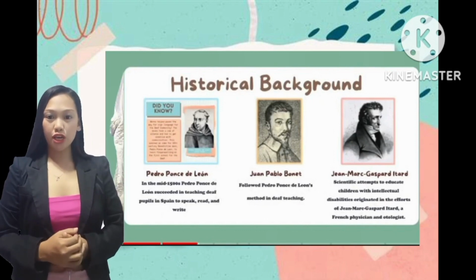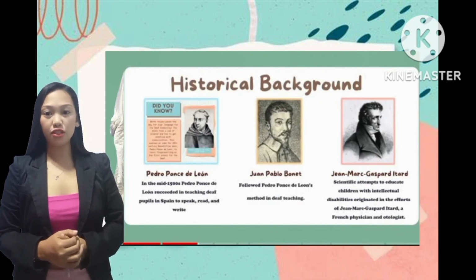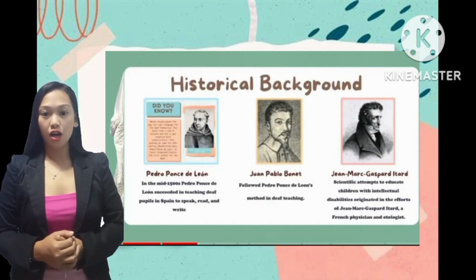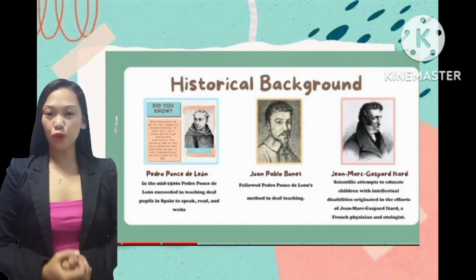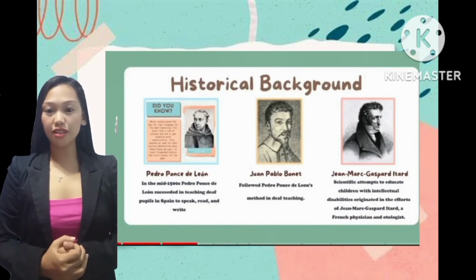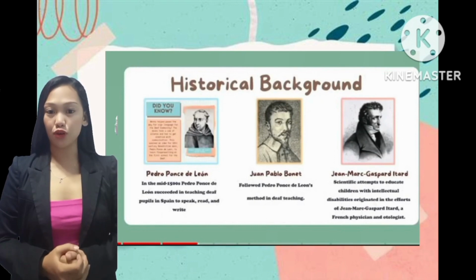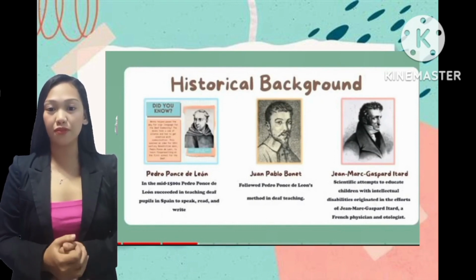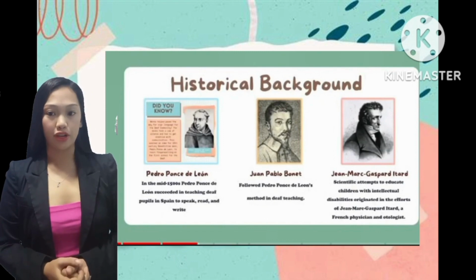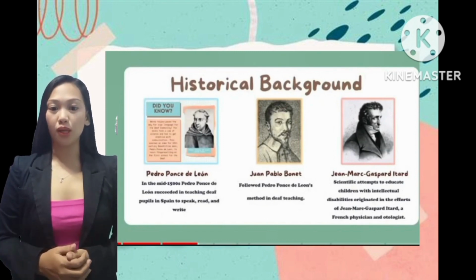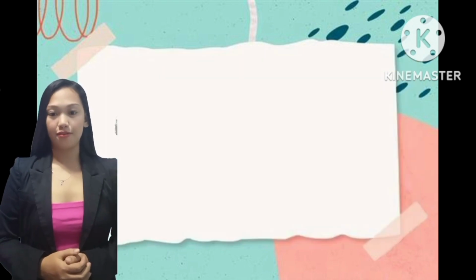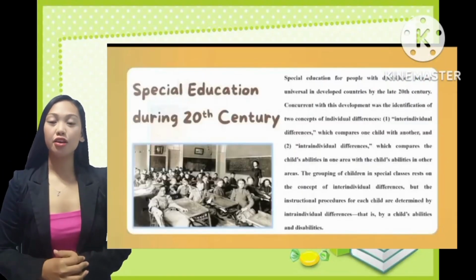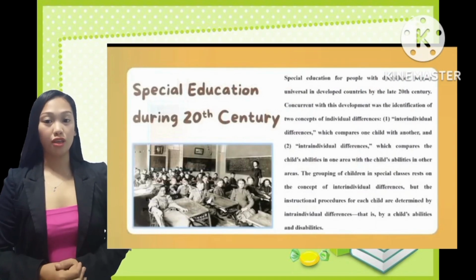Scientific attempts to educate children with intellectual disabilities originated in the efforts of Jean-Marc Gaspard Itard, a French physician and otologist. In his classic book, The Wild Boy of Aveyron, in 1807, he related his five-year efforts to train and educate a boy who had been found running wild in the woods of Aveyron. Itard's work with the boy became notable for the possibilities it raised regarding the education of persons with mental or emotional disability. Now let us discuss special education during the 20th century.